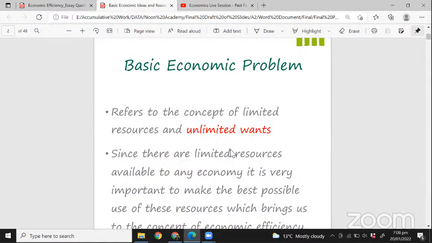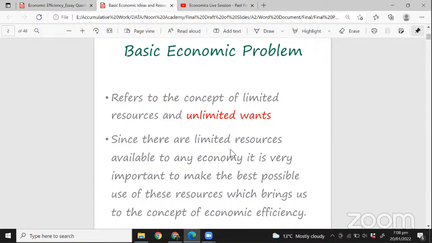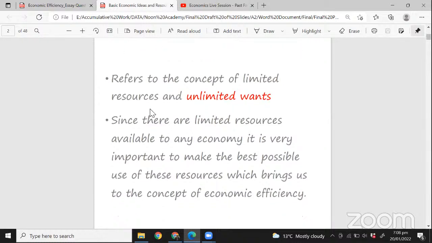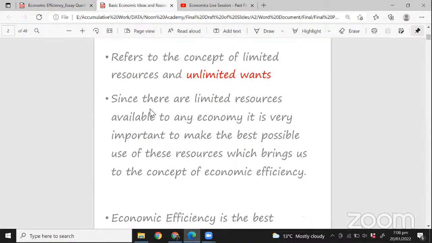Why is this important? This is important because we know that there is something known as the basic economic problem, which means countries have limited resources and unlimited wants. So no country in the world can produce everything that it wants. But what it can do is to make efficient use of its resources, right? So that's why economic efficiency is very important for all countries.